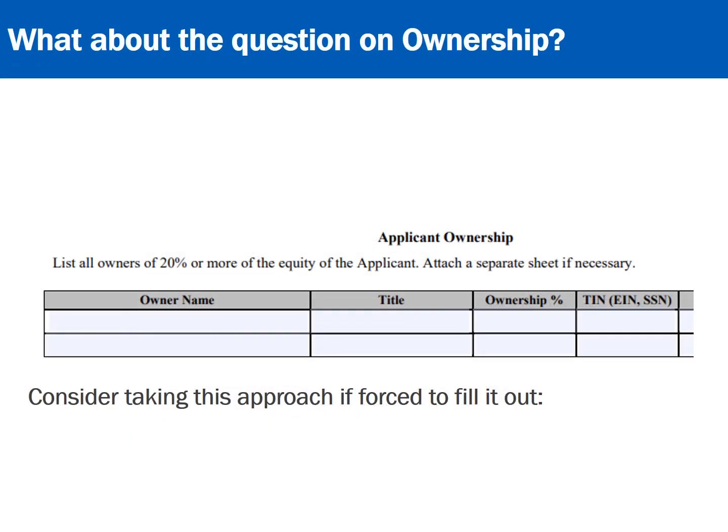The next set of questions that you'll notice are about applicant ownership. This question has left many people in the nonprofit sector scratching their heads. It says, list all owners of 20% or more of the equity of the applicant. But wait, nonprofits don't have owners. Sure, we have board chairs and we have executive directors, but they're not the owners.